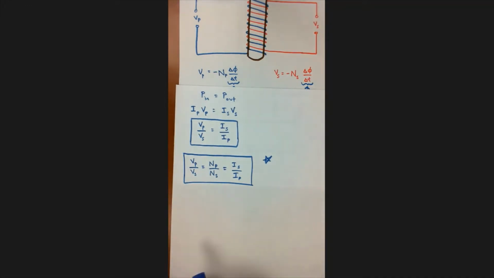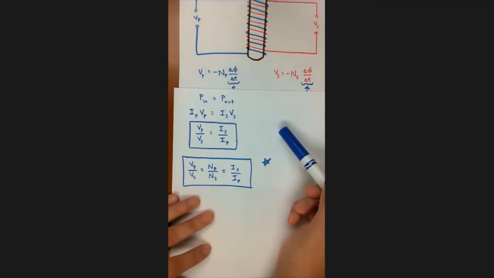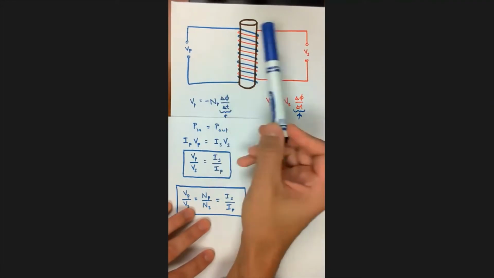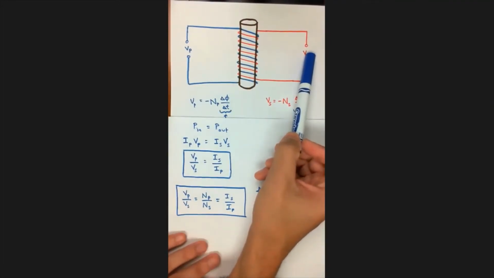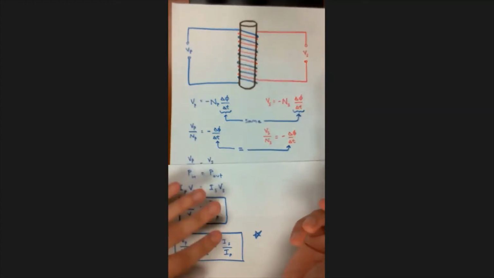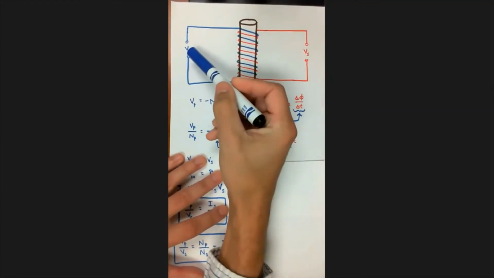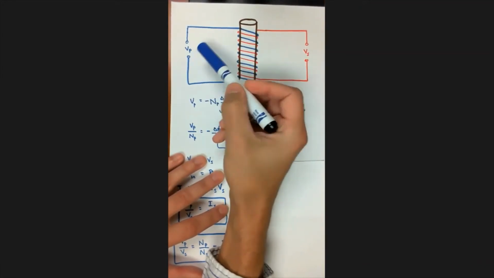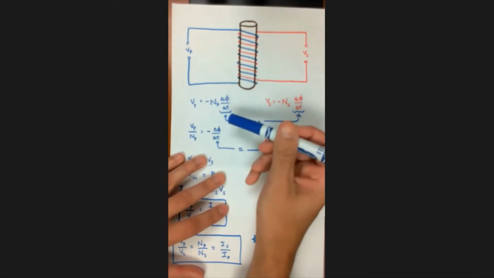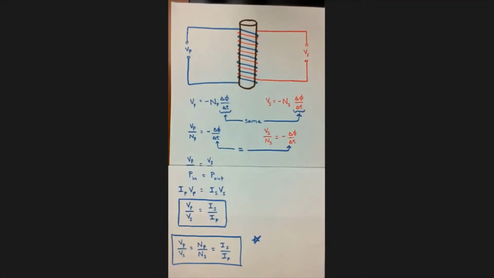One more thing I want to point out here: would this work for DC voltage? What if I applied 24 volts DC to the primary windings? Would I get a DC voltage out? The answer is no. And the reason why has to do with the changing magnetic field. If I apply a DC voltage right here, I will get a magnetic field around here. But will that magnetic field be changing? No, it will not be a changing magnetic field.